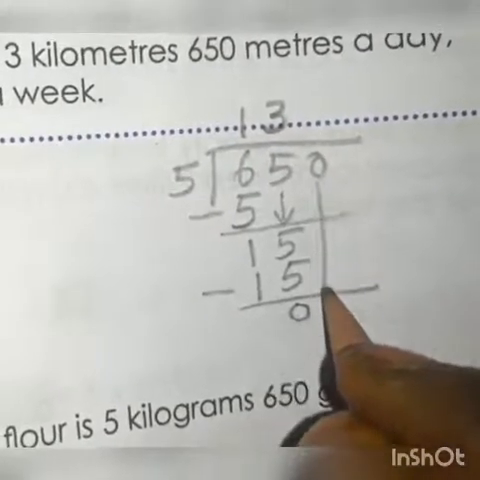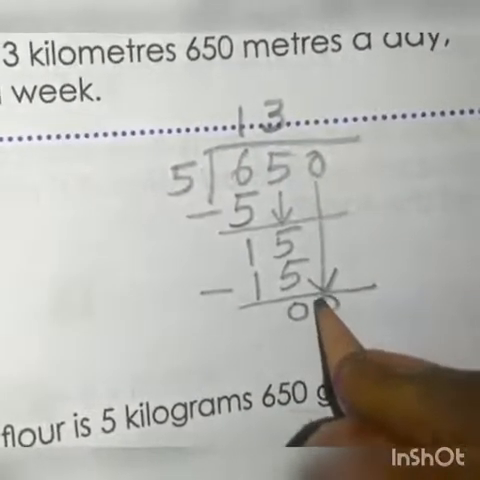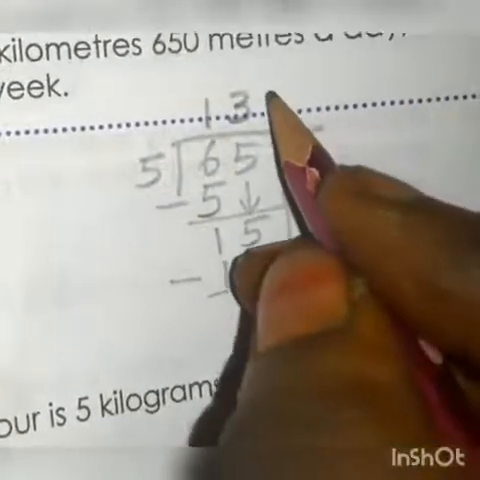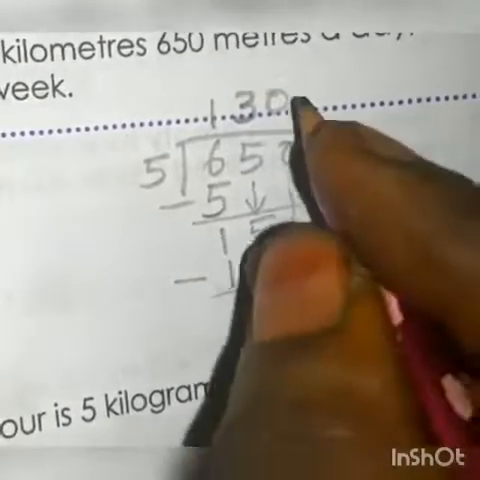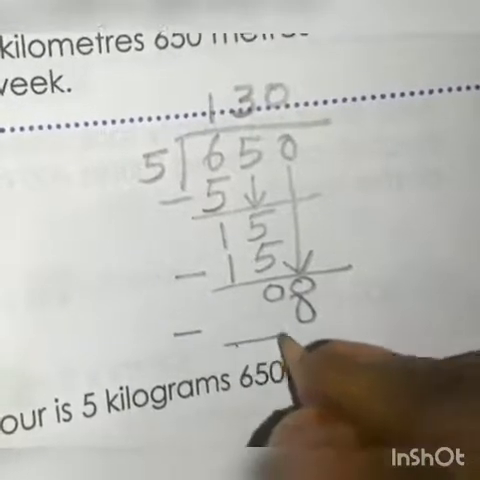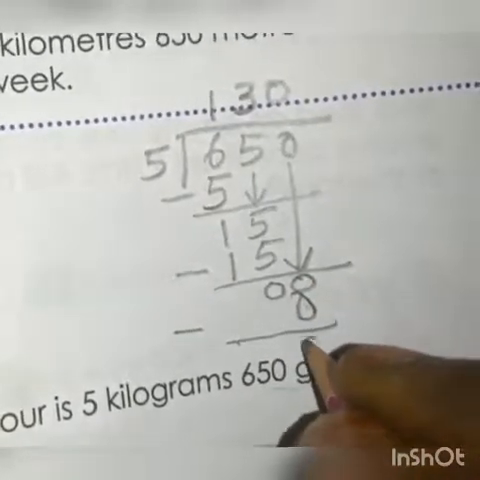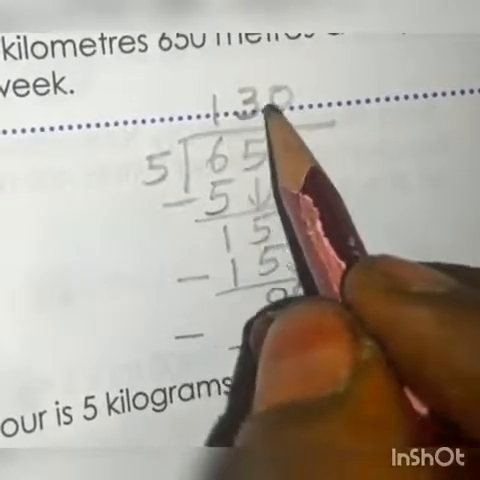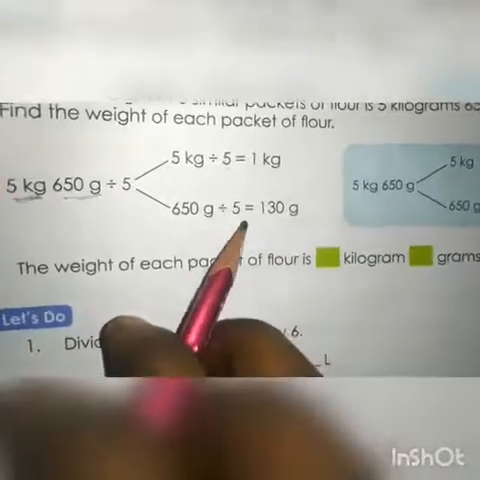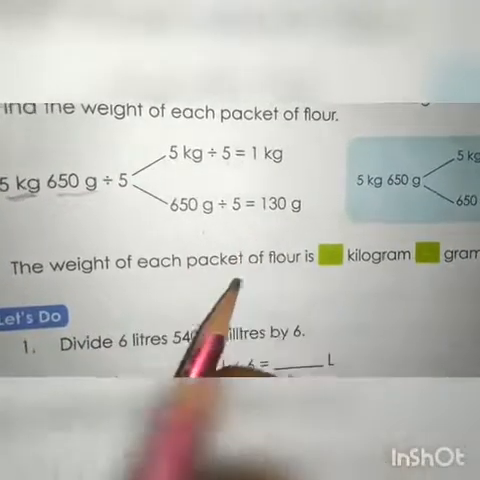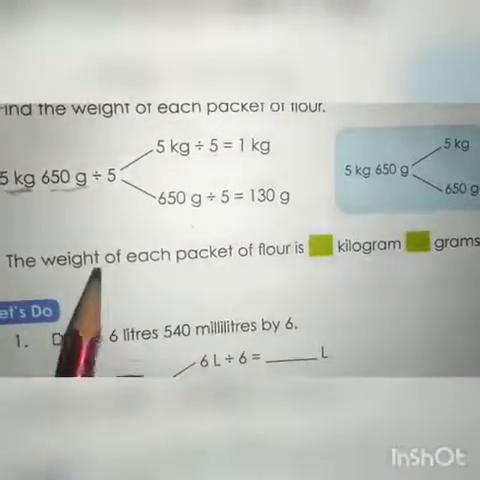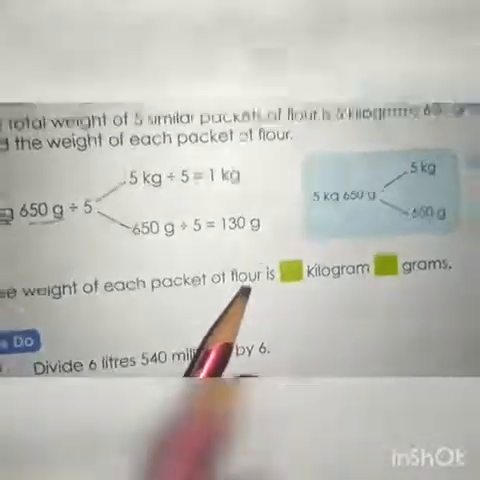Again we have one more number in dividend. So we have to bring down that 0. So how many times we will get 0 by using 5 table? 0 times only. 0 5s are 0. Now subtract this. 0 minus 0 is 0. Therefore we got the answer as 130 gram. Now combine these two together. 1 kg 130 gram. The weight of each packet of flour is 1 kg 130 gram.